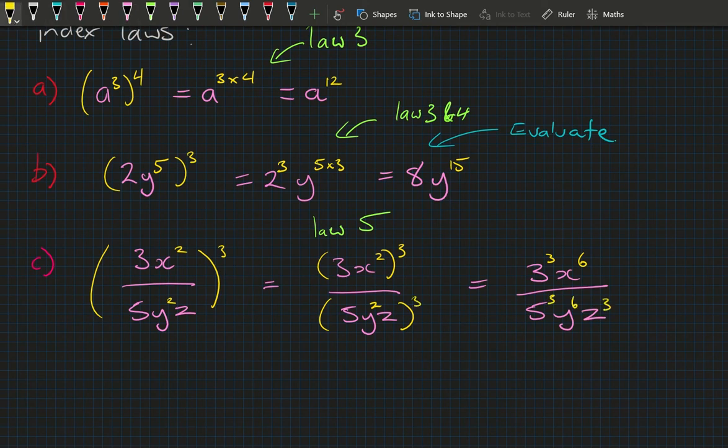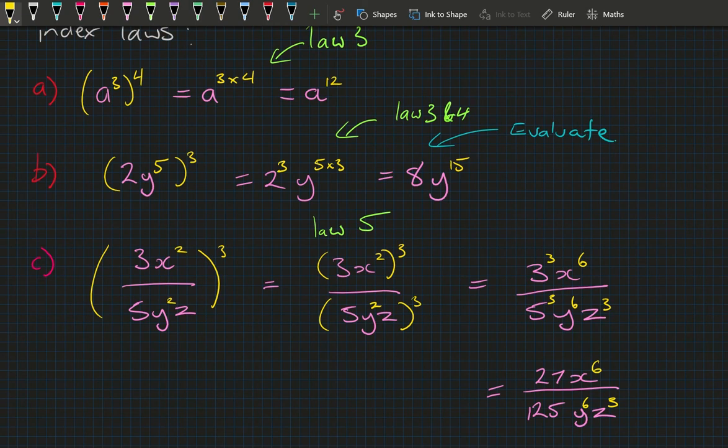So there's no common factors. The only step left to do is to evaluate our numbers. So that leaves us with 3 cubed is 27 and 5 cubed is 125. So 27 times x to the 6 all over 125 times y to the 6 times z cubed.